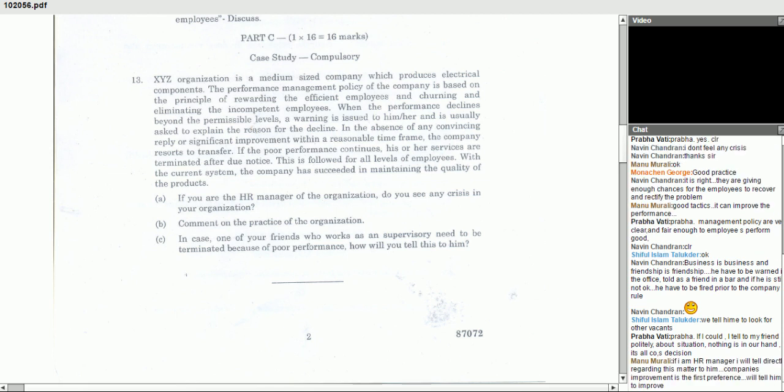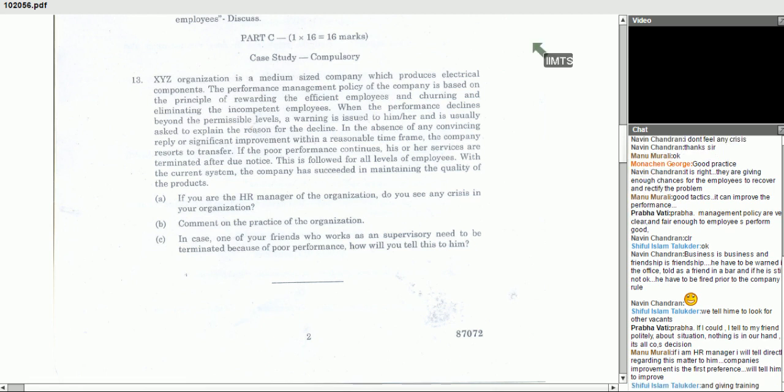If I am an HR manager, I will directly tell him regarding this matter. Company's improvement is the first preference. We'll tell him to improve. Okay, good point. Manu, very good. Anyone else, or should I proceed? So all of you have made valid points which are logical. That's good.